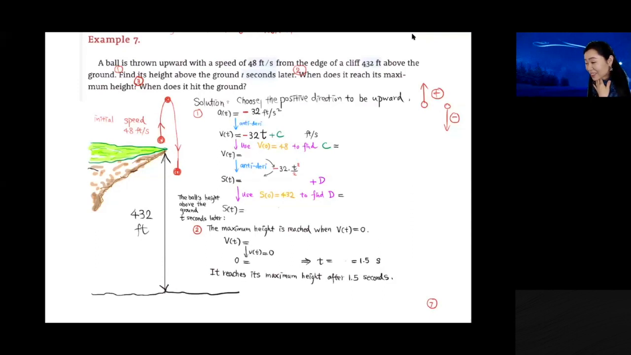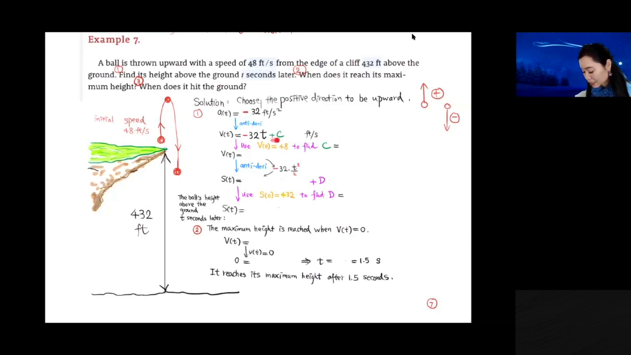Oh, did I say 72? Might be my pronunciation. I have a problem pronouncing this 32. I always have a problem with the th sound. Yeah, negative 32t.